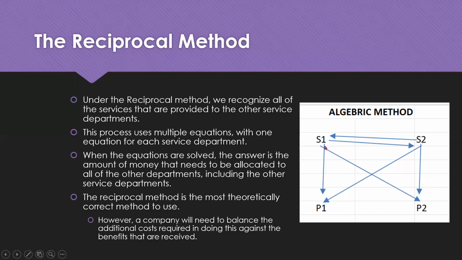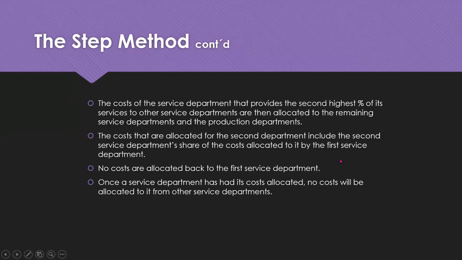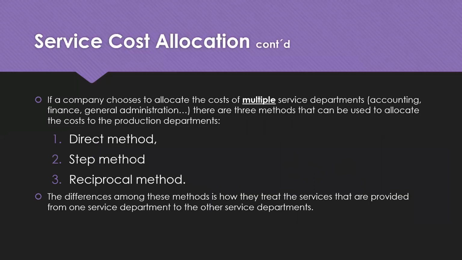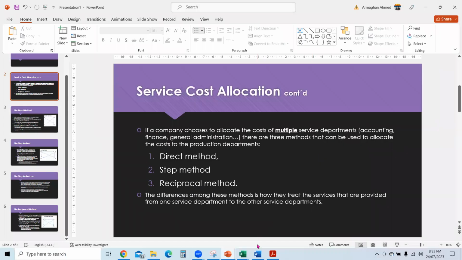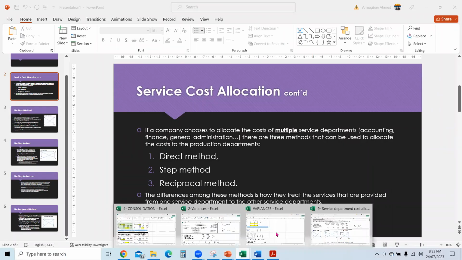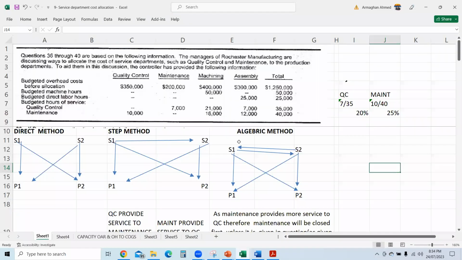In simple words, in the reciprocal or algebraic method, we will be allocating cost to service department 1, and then S2 department cost may again come back to the closed department. This is what we are going to study. So we basically have 4 methods. Now let's go ahead, we will solve the question and then you will understand properly.